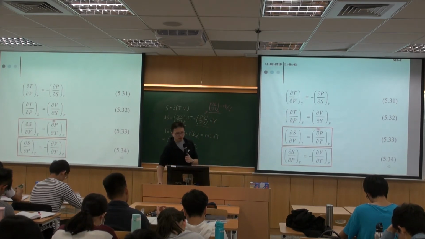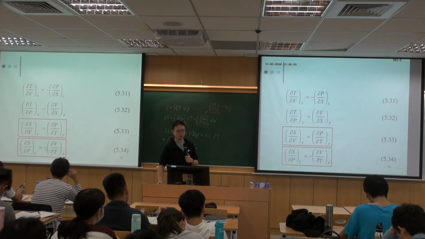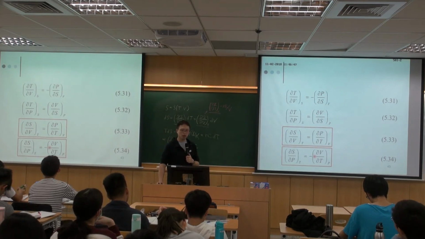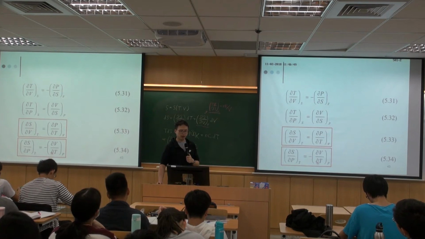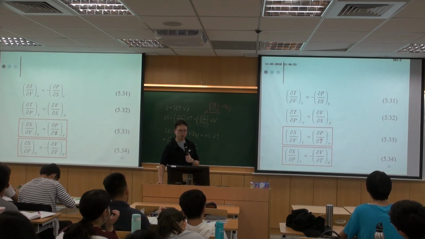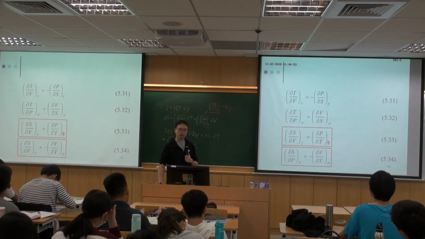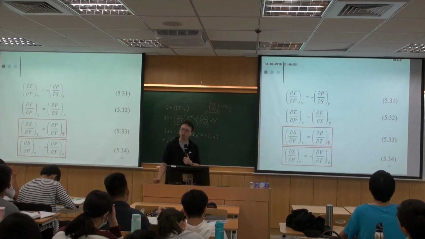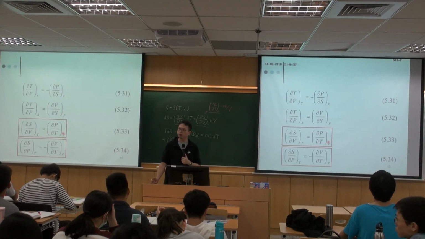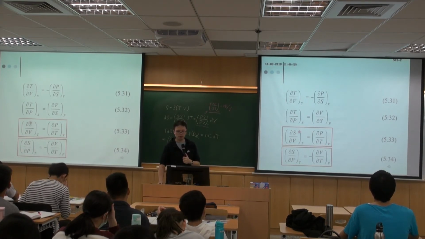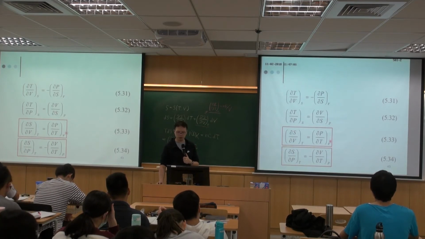But the reason why I boxed these two is because these two are more frequently used. Because if you look at the right-hand side, they are all P and T and V, and all these three are the variables that you can measure and control. So that's the reason why I boxed these two, because these two are more frequently used.